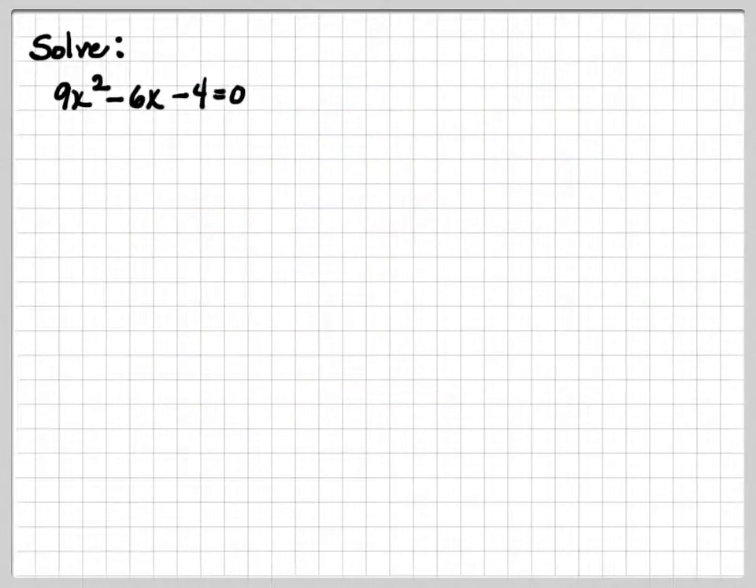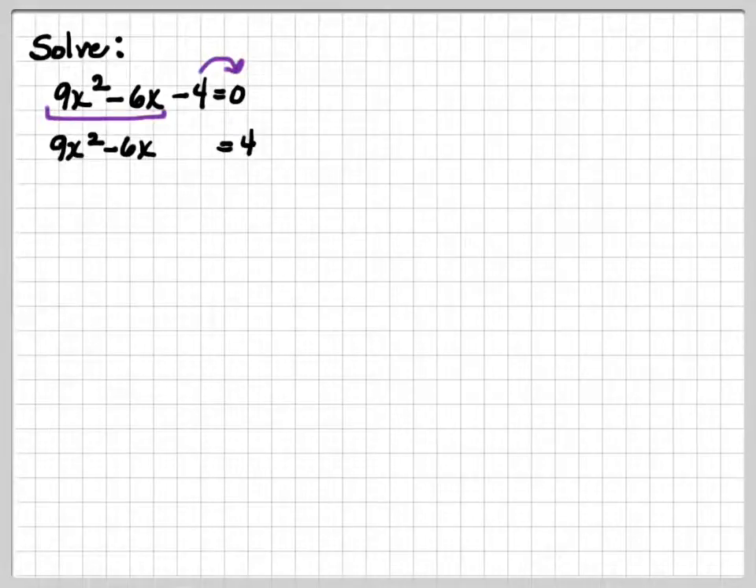So we want to solve this: 9x squared minus 6x minus 4 equals 0. We're going to isolate our binomial, 9x squared minus 6x. We're going to move the negative 4 over to the other side. So we'll have 9x squared minus 6x equals 4. The problem is, when you're completing the square, your x squared term has to have a coefficient of 1. We have a coefficient of 9, so we have to divide everything by 9.